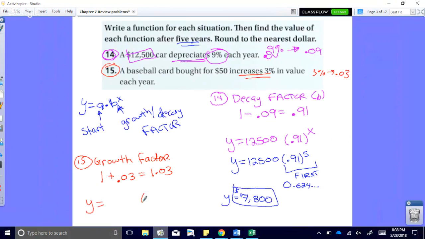So I get y equals 1.03 to the x. And then I need my A, which is my starting amount. The baseball card started at $50. So my equation is 50 times 1.03 to the x power. And then again, you would plug in 5 and you would get a value.